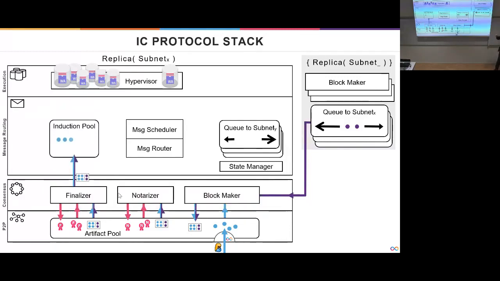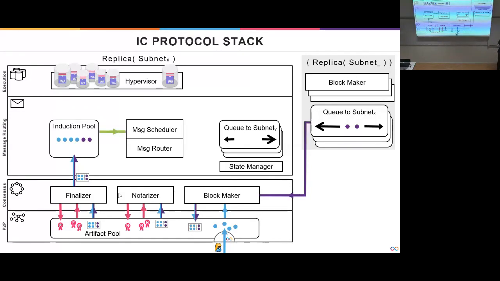So next, let's look at what happens with the finalized block. As I said before, it's the same finalized block on all the replicas of the subnet, and this is now passed up to the upper protocol stack layers. And there's a deterministic execution happening. So first, all the messages are extracted from the block, going into the induction pool, which is essentially all the input queues of the canisters, and then they get scheduled for execution.